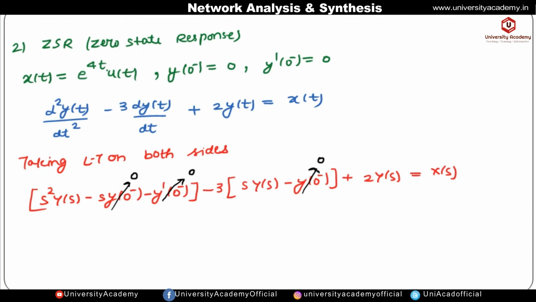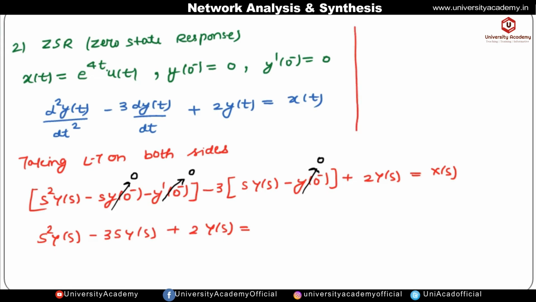So let us substitute. Then it will be s² Y(s), and these two terms are both 0, then it will be minus 3s into Y(s). Okay, then it will become 0, then plus 2 into Y(s) is equal to, so now we have to find out the value of X(s).